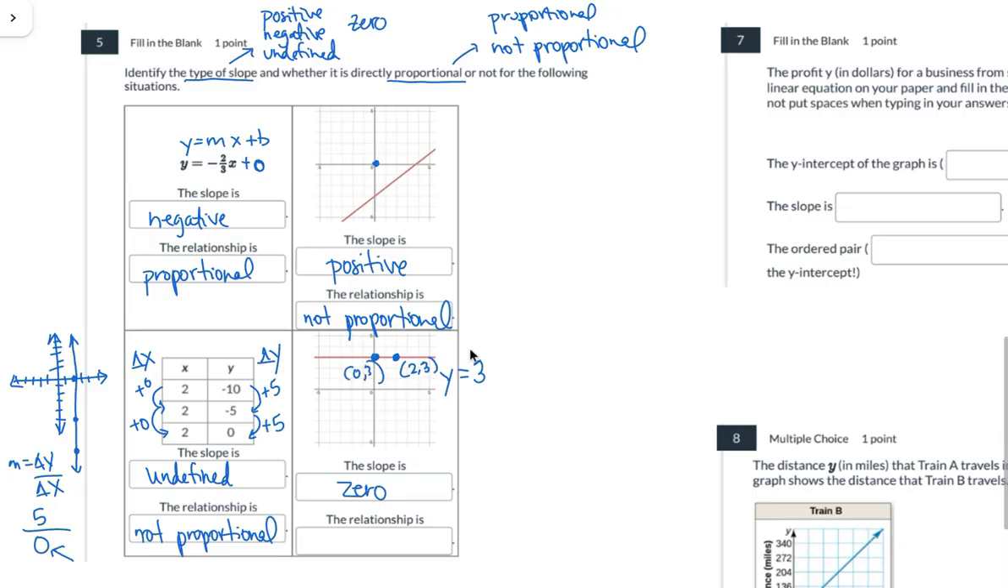So if I were to do my slope formula and say y2 minus y1 over x2 minus x1, I would say 0 over 2, and 0 divided by anything is 0. All right, so even if you could not remember the horizontal line, we should have been able to use our slope skills to calculate and prove it to ourselves. All right, then we look, the relationship is, well, it has a constant slope, but it does not go through the origin, right? And this is that special horizontal line. So the relationship is not proportional.